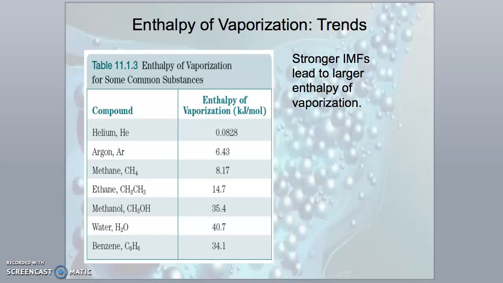So we've got methanol that has a value of 35.4 kilojoules per mole, a little less than water. Now, the relationship here is that the stronger the intermolecular forces are, the higher the energy or enthalpy of vaporization. So with water and methanol, they both have hydrogen bonding, but remember that water has 2 hydrogens that can hydrogen bond. So those forces are a little bit stronger than those in methanol.